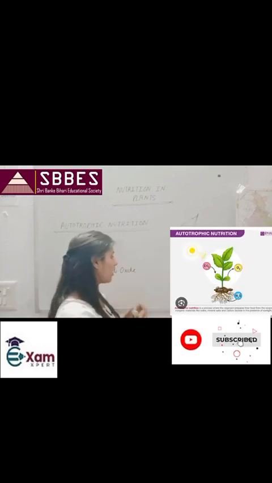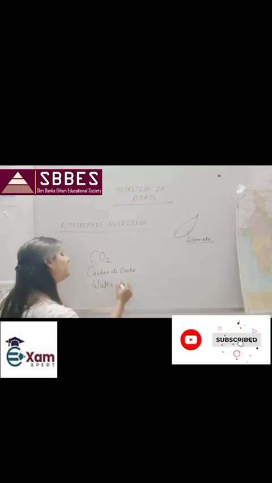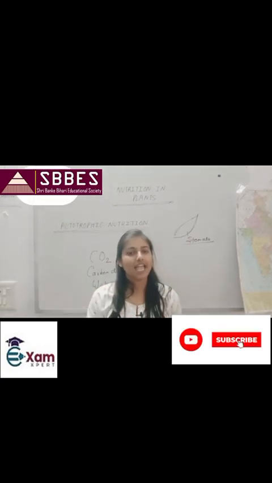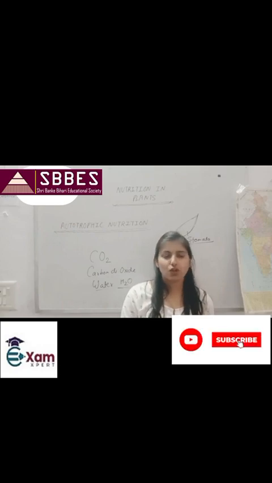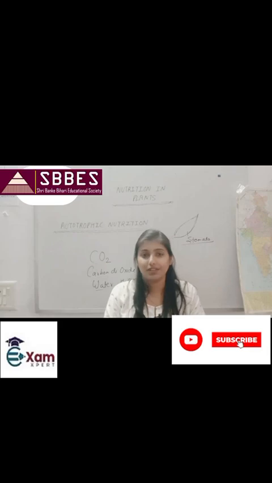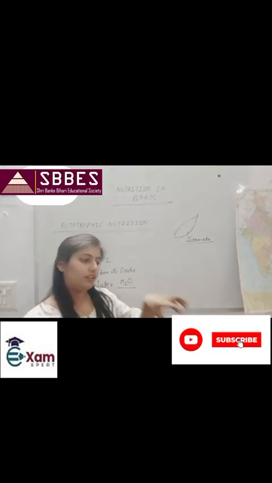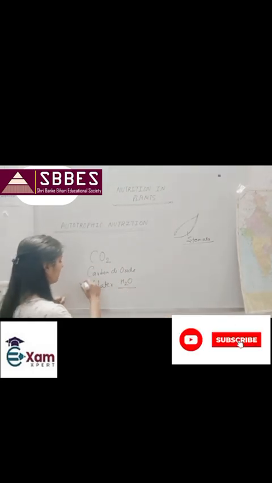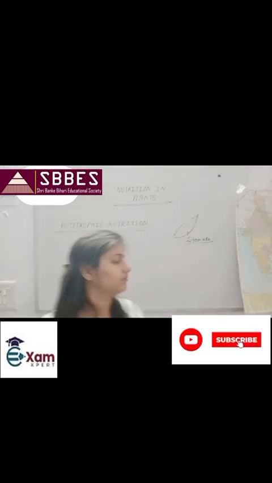Now we will talk about another component, that is water, or H2O. Water is also taken by the plant from the soil. Like if we water a plant, we water around the roots. This water is absorbed by the roots, and these two components are used in the process of autotrophic nutrition.